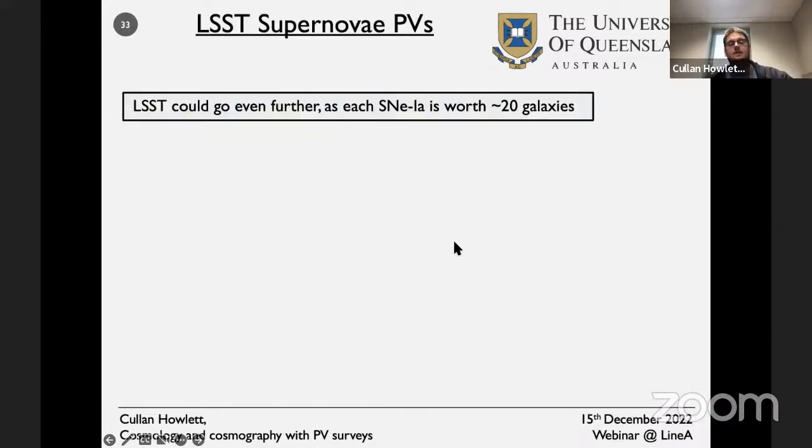And so LSST could potentially go even further as well. That's because each supernova has far, far better distance measurements than each galaxy. If a supernova has a 4 times or 5 times better distance measurement than the galaxy, effectively it's worth 16 to 25 galaxies in terms of its contribution to our measurements.